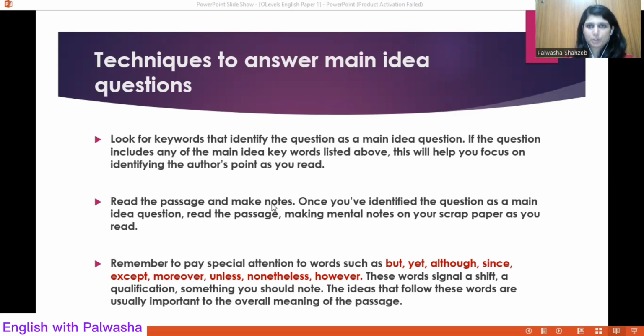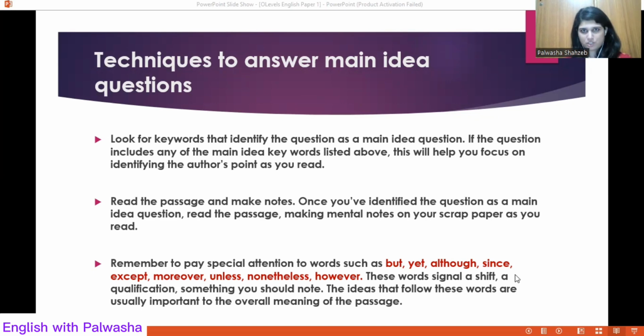Read the passage and make notes. Once you've identified the question as a main idea question, read the passage. Make mental notes on your scrap paper as you read. Scrap paper is the insert, all right? Make mental notes on it. And remember to pay special attention to words such as but, yet, although, since, except, moreover, unless, nonetheless, however. These are the conjunctions to be given special attention.